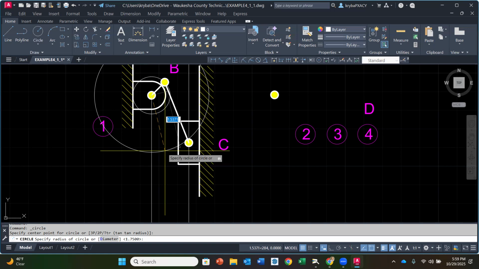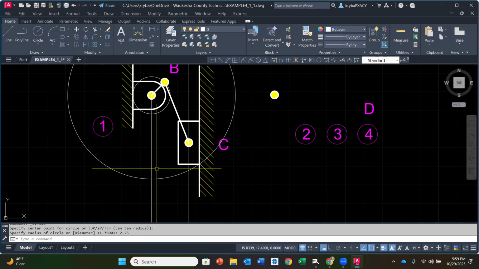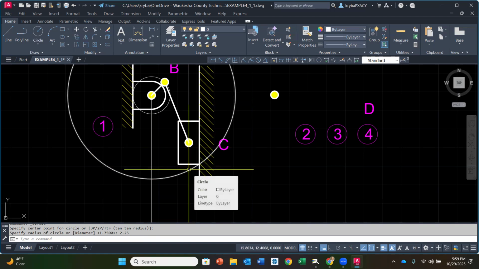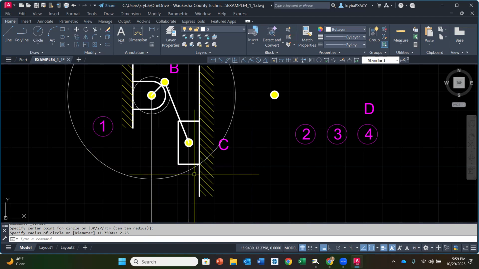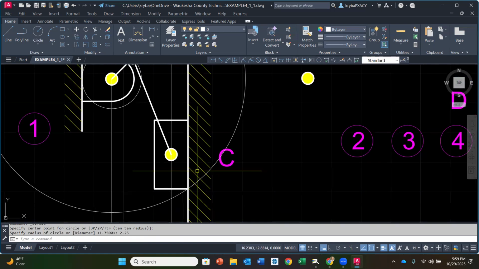2.25. Yes, so 2 1/4. So I'm going to put in 2.25 as my radius. Notice that it crosses the line of action of my slider right down at that point right there. Okay, that's going to be the new position of point C. So my slider is going to physically move down. So what I'm going to do is I am now going to copy this slider.